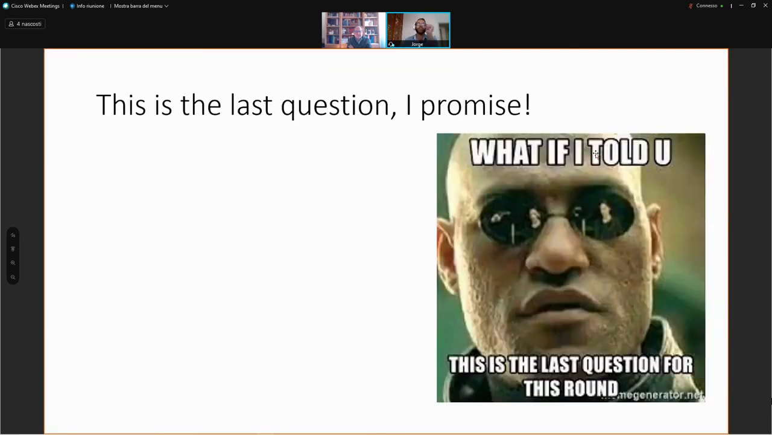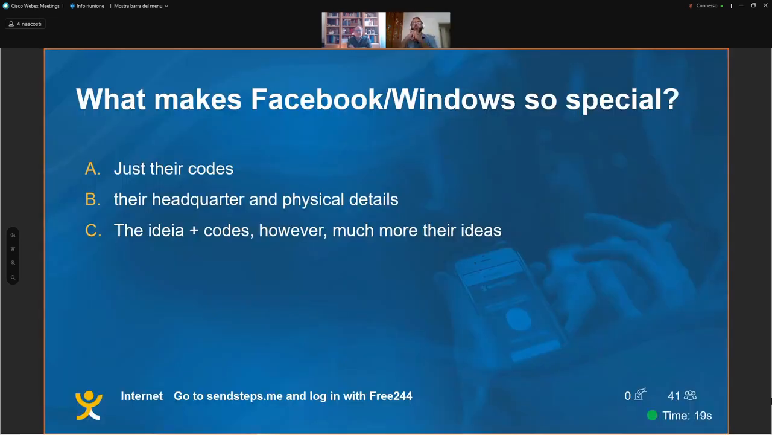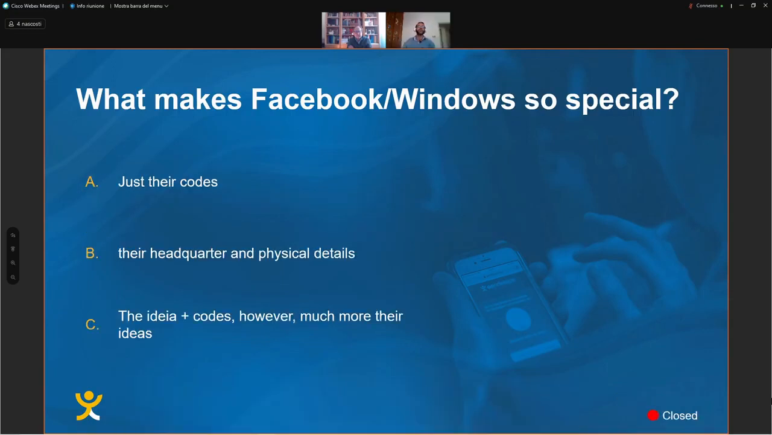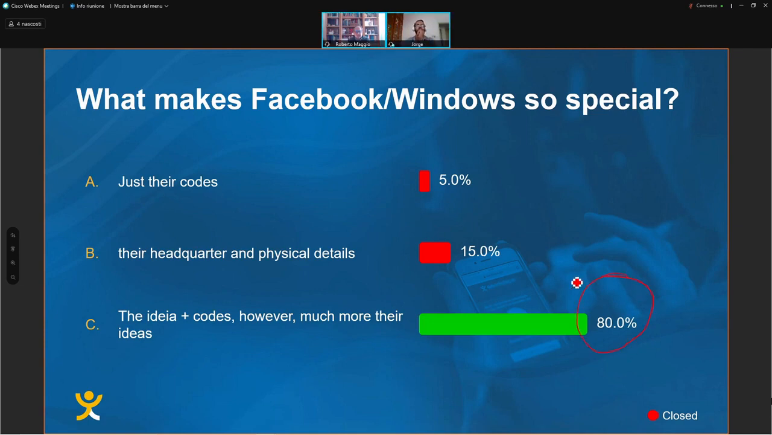I promise, this is the last one. What makes Facebook so special? Facebook and Windows, why do you think they're so special? Is it just about the code? Is it the hardware, the headquarters, the physical details, or the ideas plus the code? What do you think is so special about Facebook and Windows? Professor, you guys are amazing. That's the correct answer. That's what I expected.